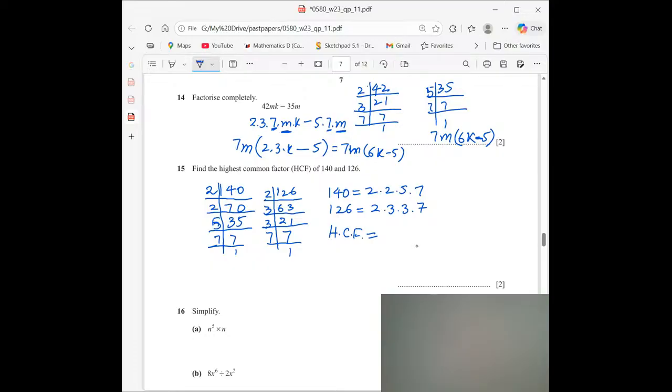So for HCF, what is the common number we can see in these two? We can see that 2 is common, 7 is common. So 2 and 7, these two are common numbers. They make 2 multiplied by 7, 14. So this becomes the HCF. HCF means the highest number that divides 140 and 126 is 14. That's what we found from here. No other number is common from the prime factors, so none other than 14 is the answer.